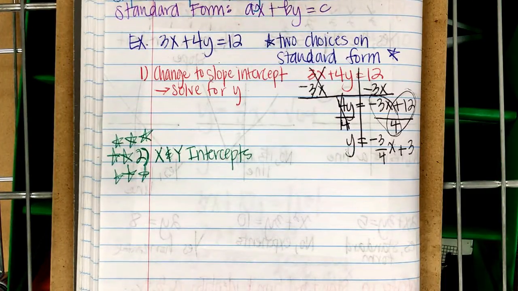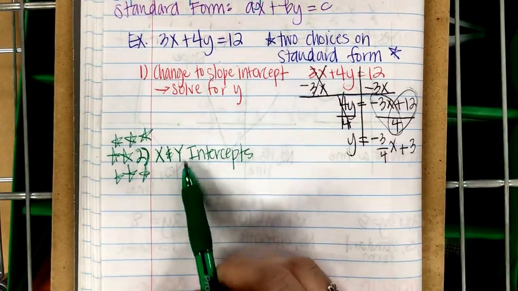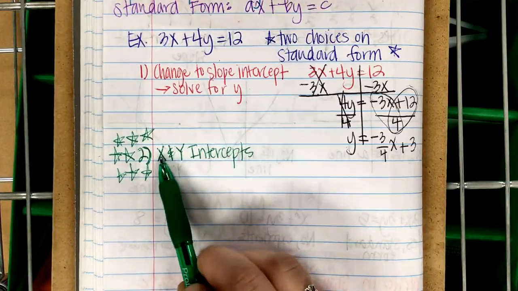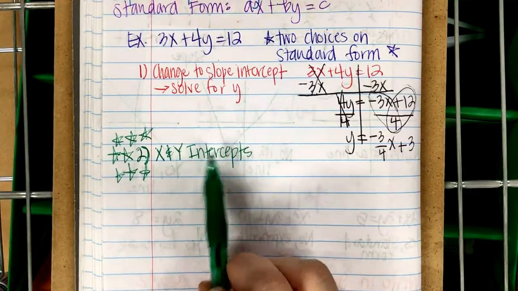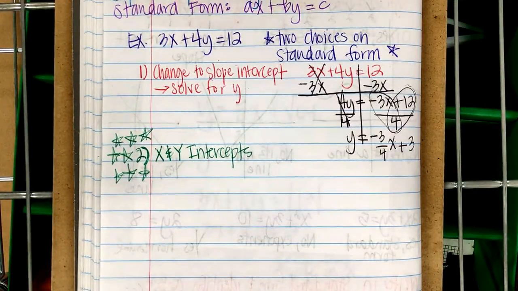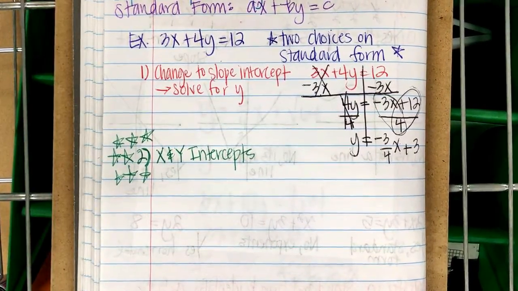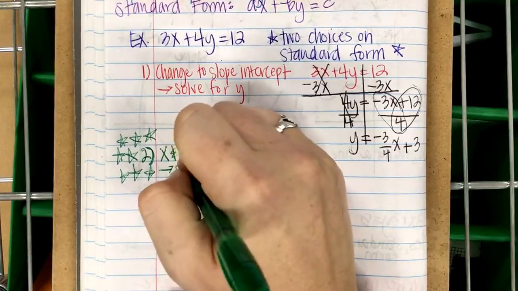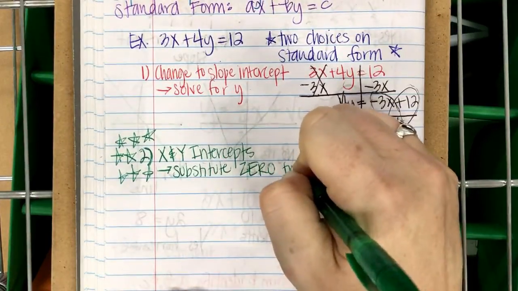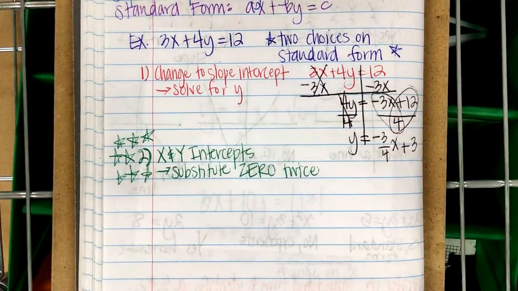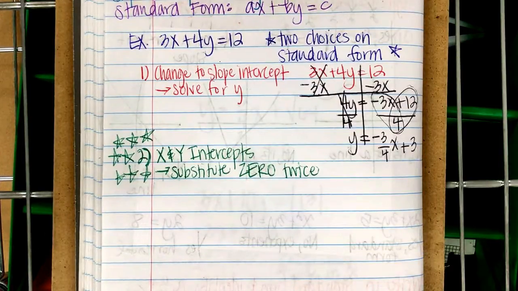Eduardo? Yeah, where the graph of the line crosses the y-axis. So we're going to find the y-intercept, and we're going to find the x-intercept. We're going to figure out where the diagonal line crosses the x-axis and where it crosses the y-axis. So to do this, we're going to substitute 0 twice. To find the x and the y-intercepts, you substitute 0 twice.